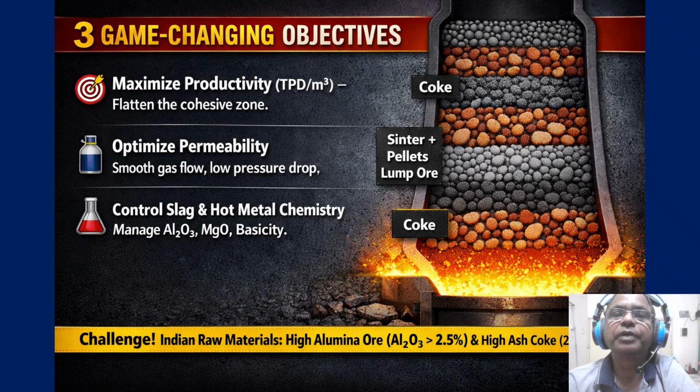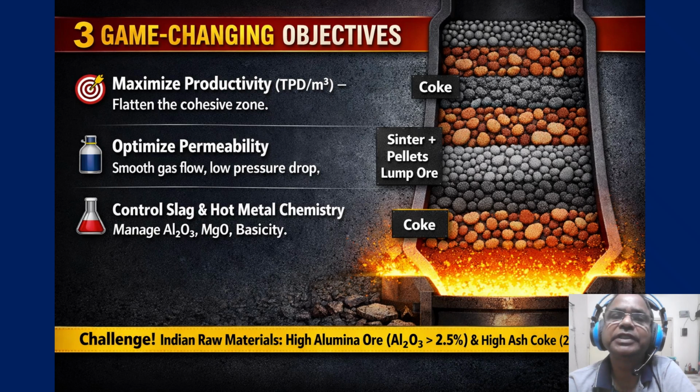As we know, our main burden components are iron ore, sinter, pellet, coke, and fluxes. Now, cooking in a blast furnace is pretty unique. So we don't have the luxury of perfect raw material. We deal with high alumina ore, especially in our context. That is a challenge for us. And this alumina ore makes slag thick and sticky, and high ash coke can choke the gas flow.